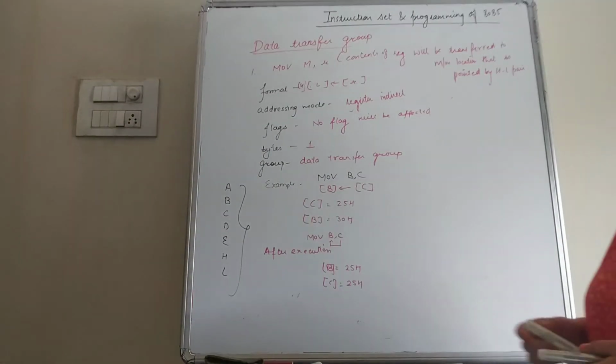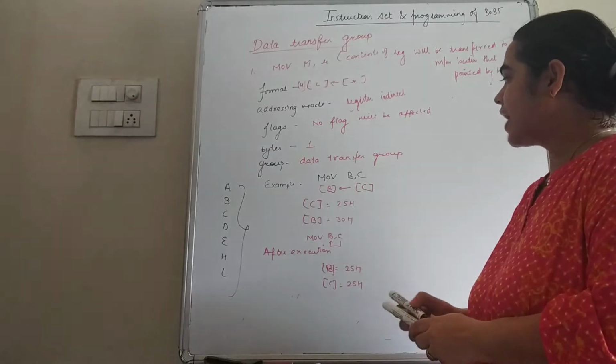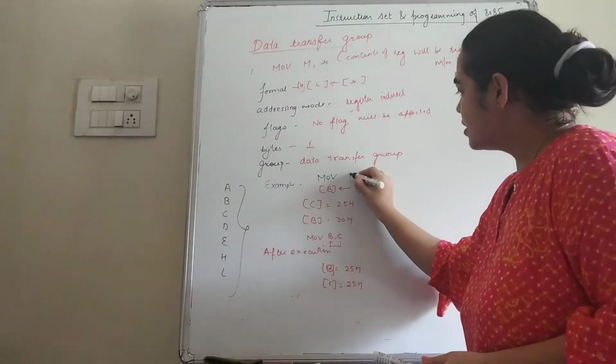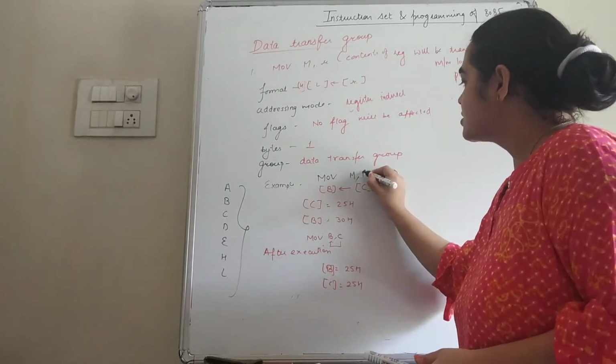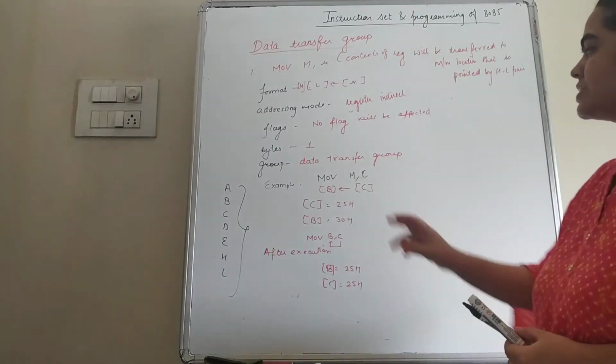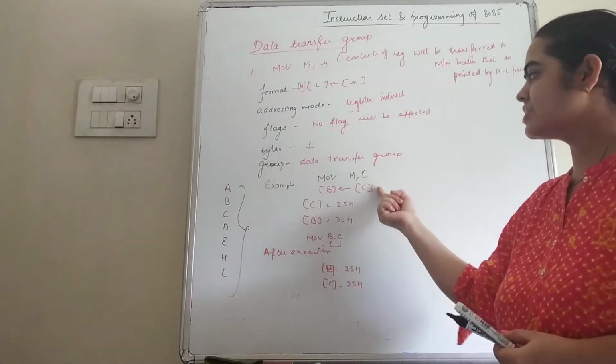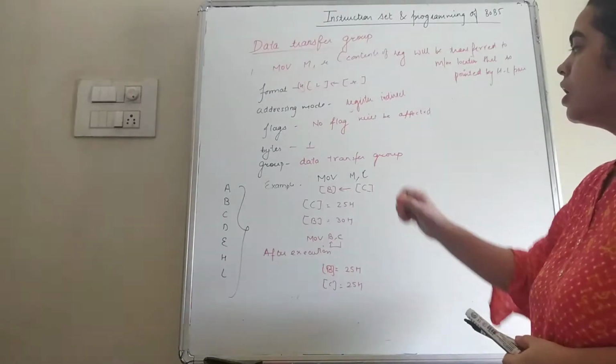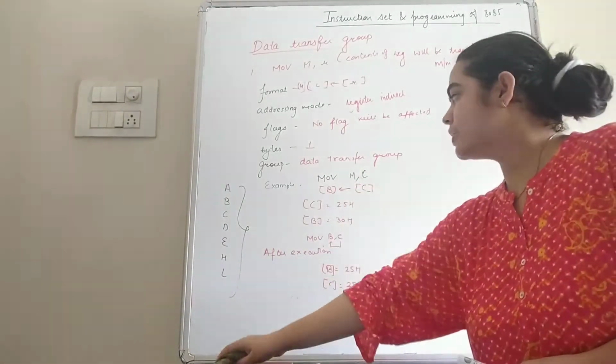Now we can see the example. For example, we have MOV M, C. So, MOV M, C. Here the contents of the C register will be transferred to the memory location that is pointed to by M.